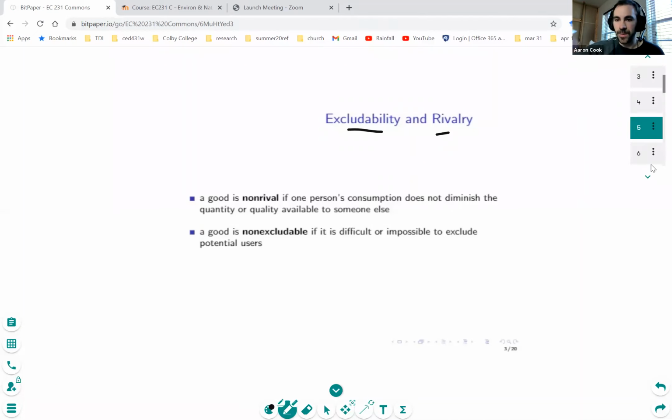We'll get to some examples, but just keep that definition in mind. Rivalry is when your consumption of something means that there's less there for somebody else. In the case of the contributions into the public good in the game we played, those were not rival. Those were non-rival because it didn't really matter how many players there were. Everybody was able to collect the average contribution times two.